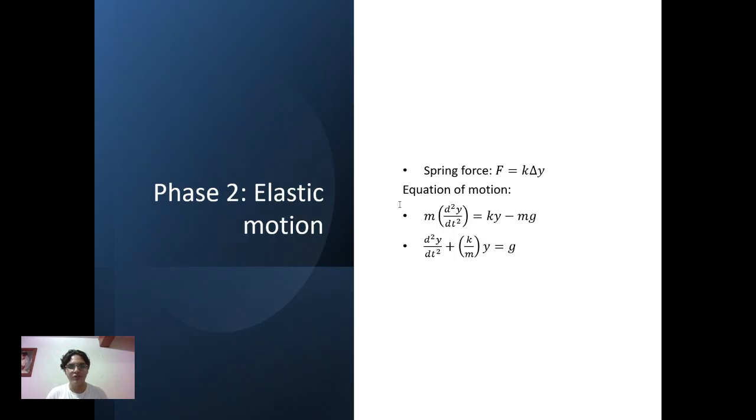In the second phase, the rope starts to stretch and behaves like a spring. The elastic force is given by Hooke's law. F is equal to minus k times y. By combining this with Newton's second law, we obtain the differential equation d squared y over d t squared plus k over m times y equals minus g.